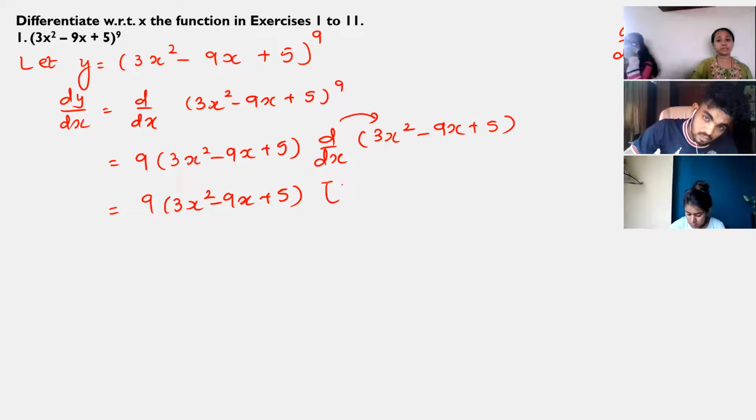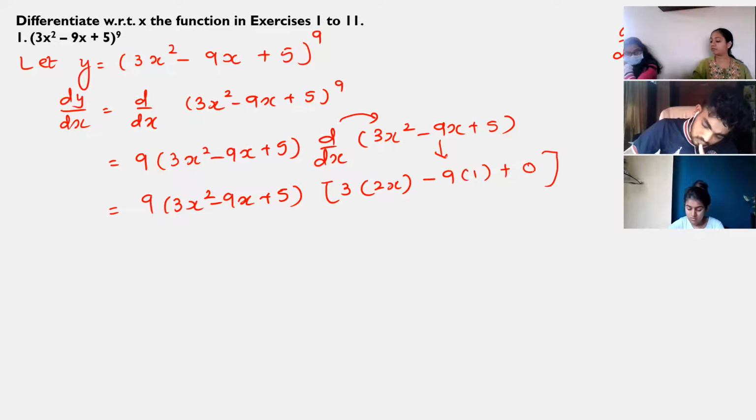That means it is like 3 outside. What about the x square? Its differentiation is 2x, minus 9 as it is. The differentiation of x is 1, and this is 5. The differentiation of 5 is 0 because it's constant. So 9 into, I can see it is 6x minus 9 plus 0, which is minus 9 only.